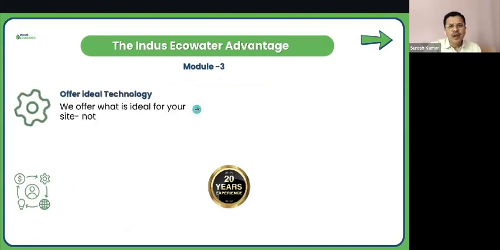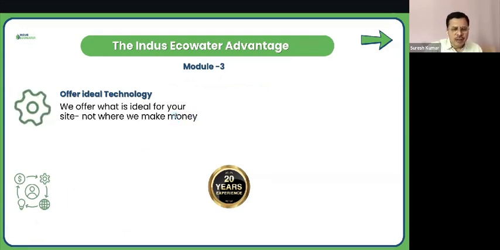This is advantage number 1 with Indus Ecowater. And just because we want to make more money, we don't offer you a technology which you may not need. Theoretically, SBR is always more expensive than MBBR. But 90% of the vendors in the market are going and recommending SBR where an MBBR is more suitable. The reason being, SBR will cost you 25% more.